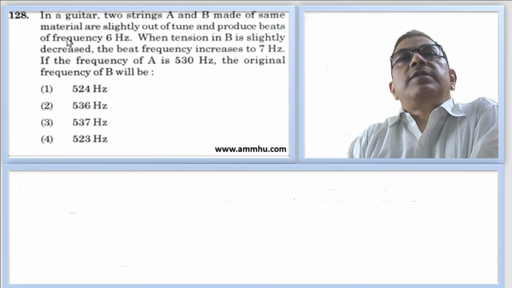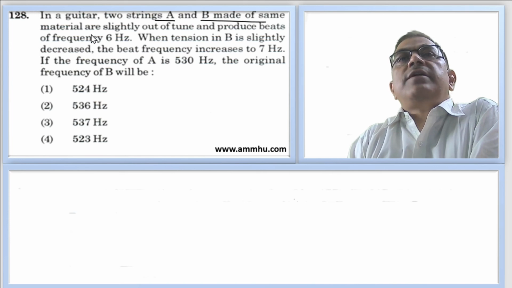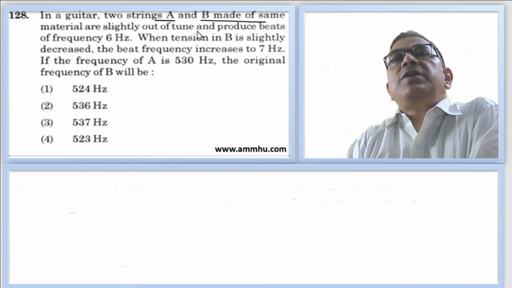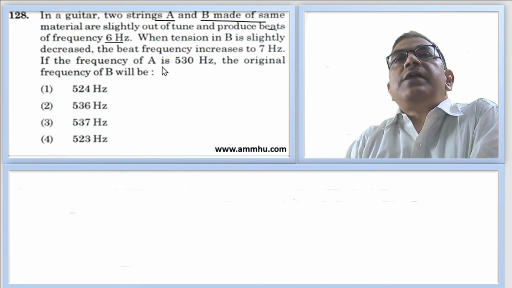Now let us attempt this problem. In a guitar, the two strings, string A and string B, made up of the same material, are slightly out of tune and produce beats of frequency 6 Hz. And also given the frequency of A is 530.